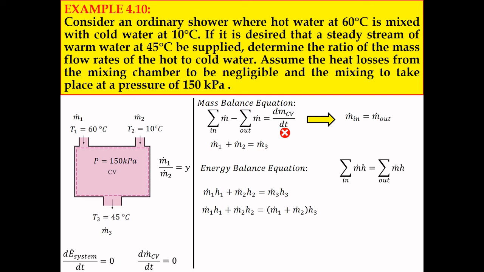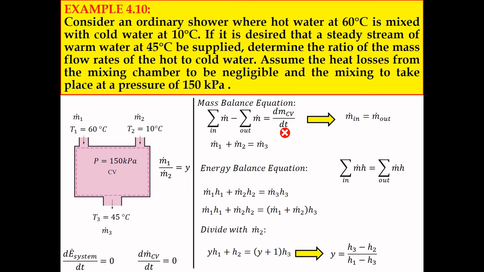Okay, so rearrange the equation. By using the mass balance equation, we'll have m1 dot multiplied by h1 plus m2 dot multiplied by h2 equal to m1 dot plus m2 dot multiplied by h3, where we replace m3 dot with m1 dot plus m2 dot by referring to the mass balance principle. Divide the equation by m2 dot. We already defined the ratio of the hot to cold water, where m1 dot divided by m2 dot equal to y. So now we will have this equation in terms of the mass flow rate ratio: y h1 plus h2 equal to y plus 1 h3.